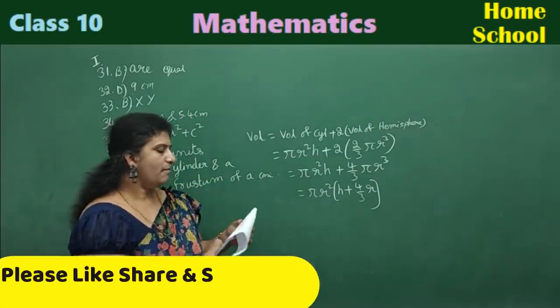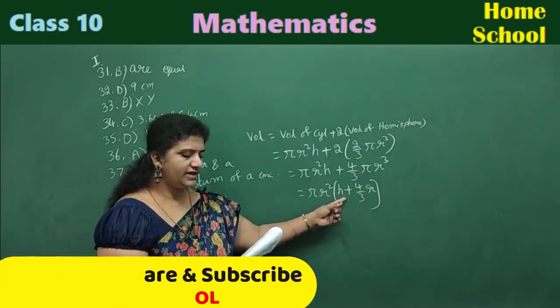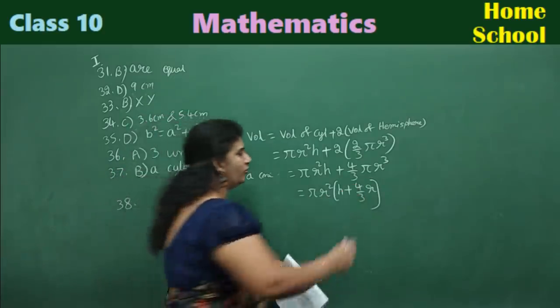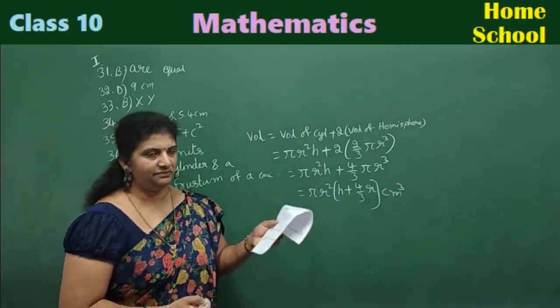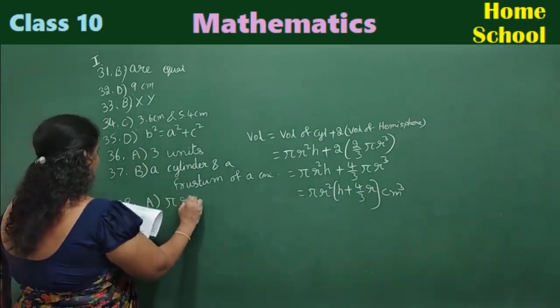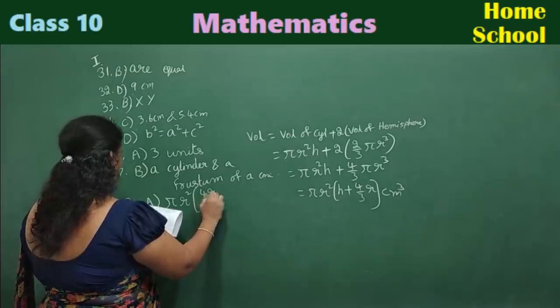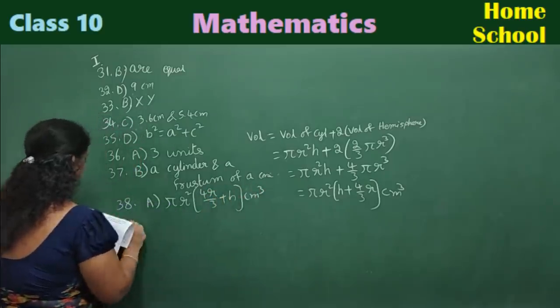Let's see the options. Option A. Pi r square, 4r by 3 plus h, centimeter cube. Yes, this is the right option. No need of saying other formulae. So let's go with option A. Pi r square, 4r by 3 plus h, centimeter cube.